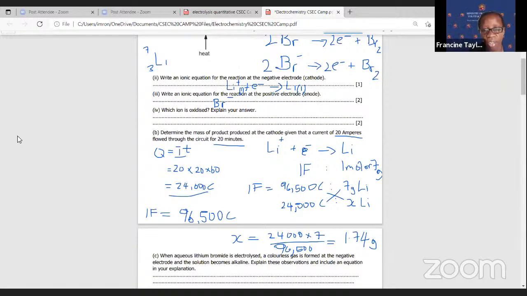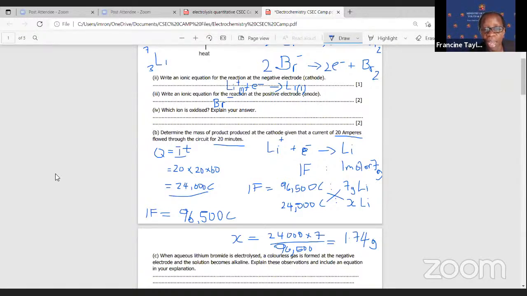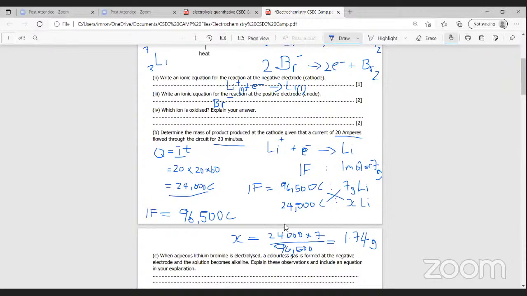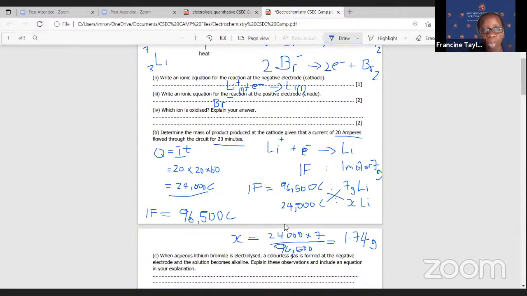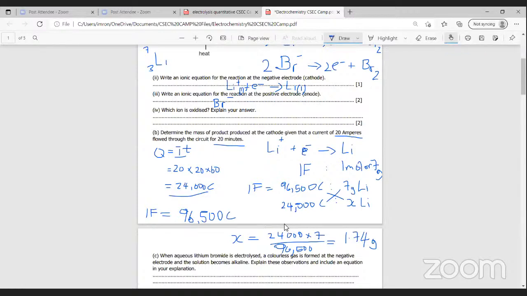If you could just repeat why you have a 7, that's 1. And number 2, somebody's still saying they don't understand why bromine is oxidized. All right, continuing. I think everybody should have had a chance to look at that.